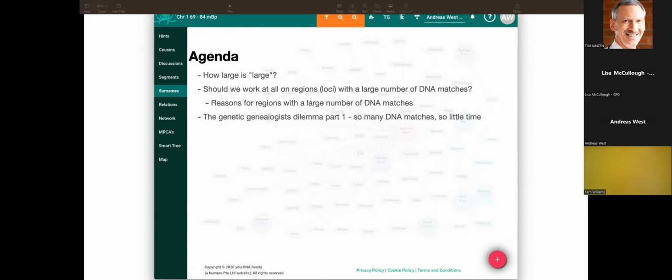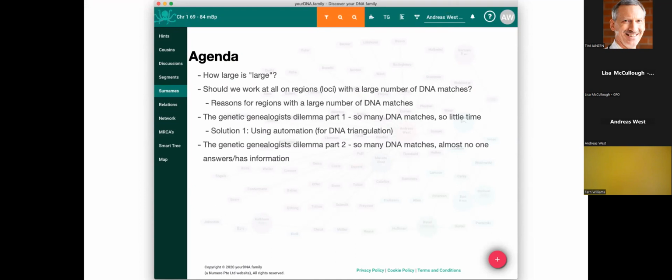And then we talk about three different dilemmas that the genetic genealogist is actually facing. One is: so many DNA matches, so little time, which I think everybody can relate to. That is probably what is haunting us the most in our hobby, right? And then we talk about the solution for it.